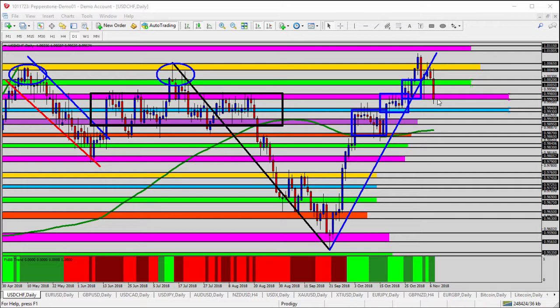So if we're looking for a breakout, if we're going to look for it to go lower and continue the downward momentum, that's the first hurdle that we need to get through. It needs to break through this hurdle before we can have confidence it's going to go lower.